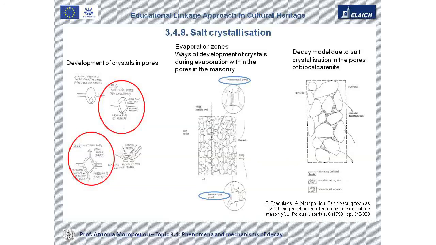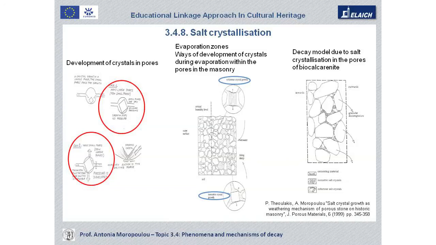The evaporation zones develop columnar crystal growth, while in the inner part of the material we have well-formed cubic crystals, which are in equilibrium with the supersaturated salt solutions within the pore. The decay model due to salt crystallization for this porous calcitic stone, biocalcarenite, is presented here, when the columnar development of the salt crystals exceeds the strength of the material.